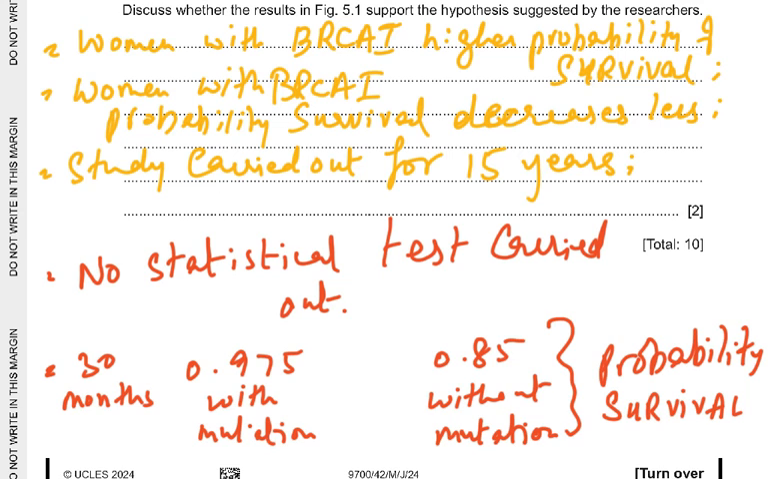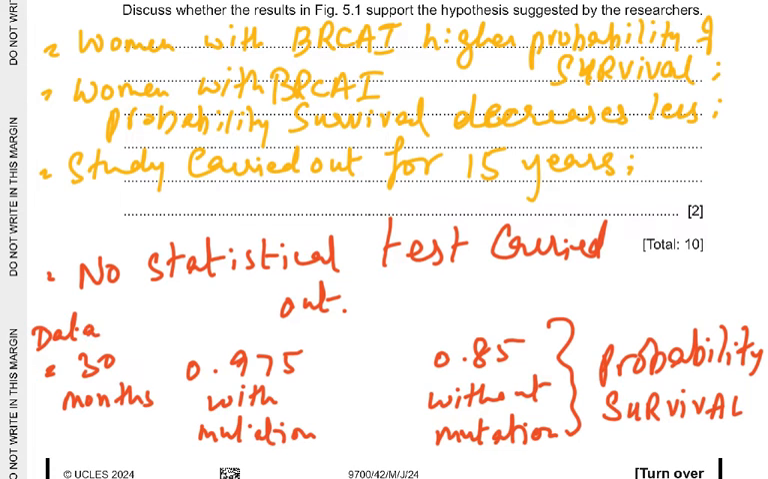So women with BRCA1, higher probability of survival; women with BRCA1, probability of survival decreases less, and the study was carried out for 15 years, no statistical test carried out. That is of course the one which does not support this hypothesis. And then the data quote, this is the data quote.